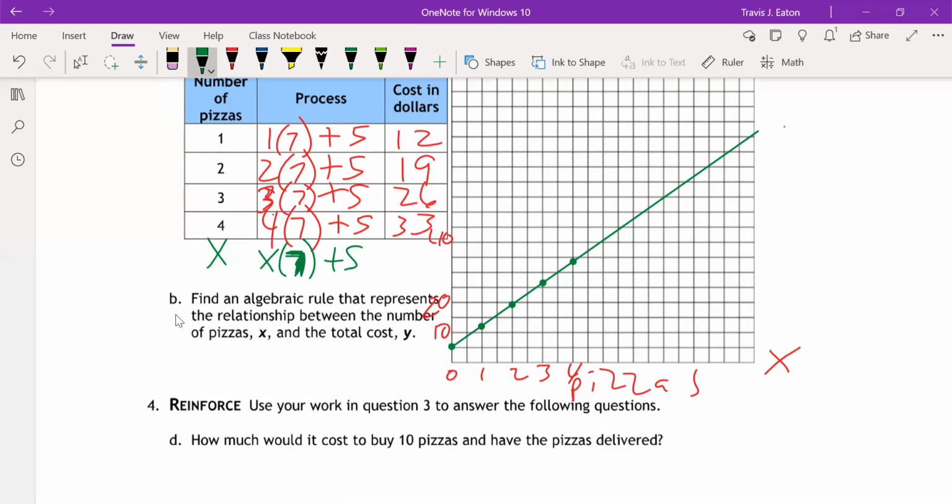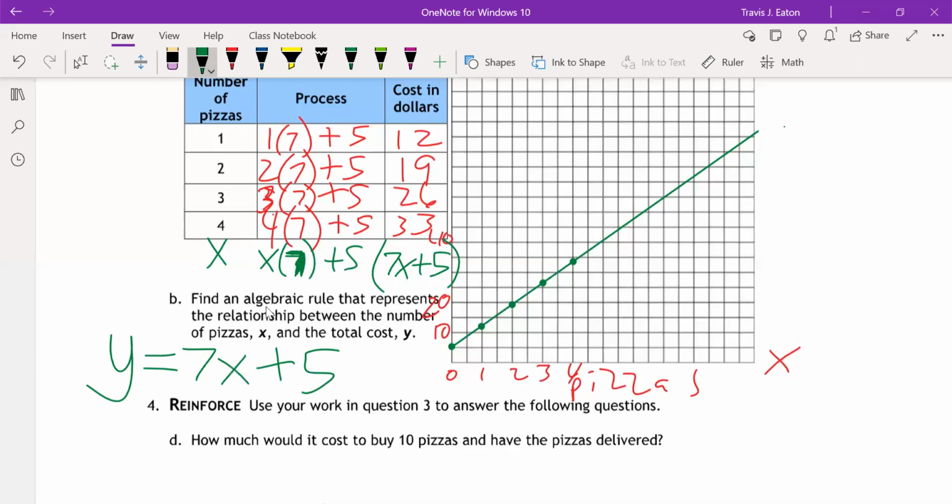Well, y would be x times 7, which is 7x, but then we have to add that $5 delivery charge. 7x plus 5 is our algebraic rule. So if we're going to write the algebraic rule in terms of x and y, we would say our total cost in dollars, that's our y value, is equal to 7 multiplied by the number of pizzas that we order plus a $5 delivery charge.